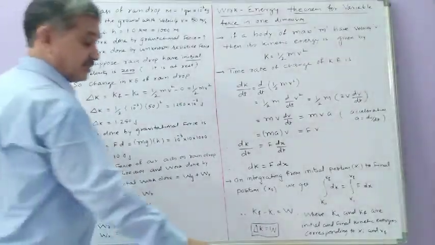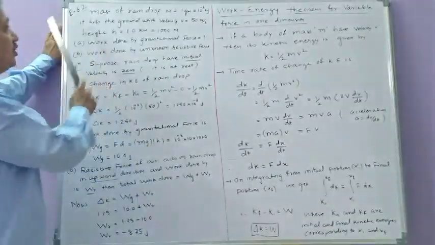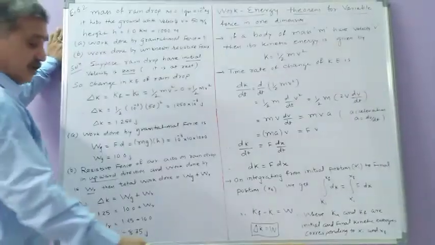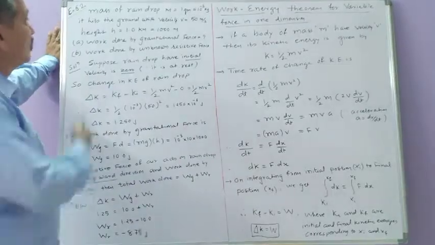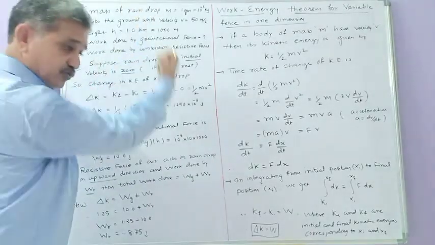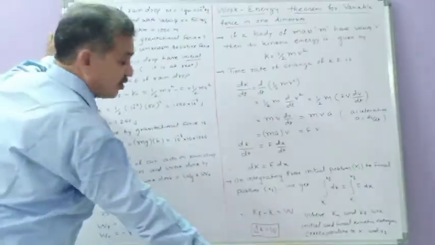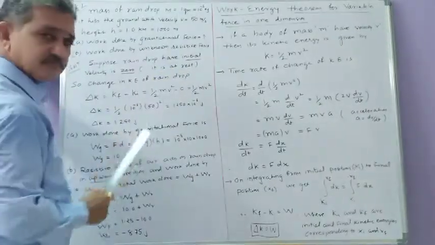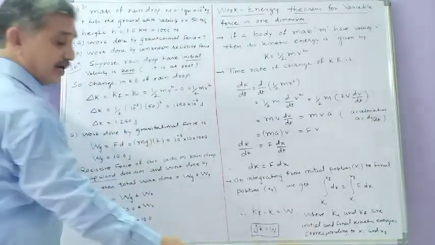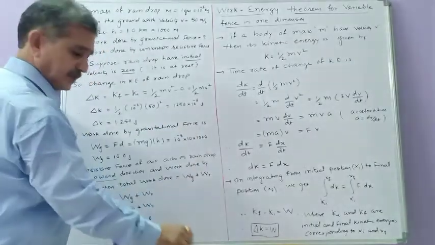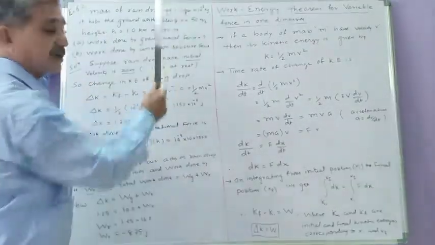Now we have to study example number 6.2. What is given in this, in the textbook? If you read it, then you will get it. There is a raindrop falling, and this raindrop has a mass equal to 1 gram, that is 10 raised to minus 3 kg. And when it hits the ground, its velocity is 50 meters per second.